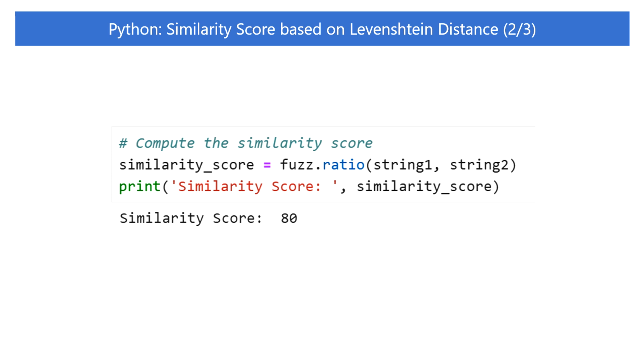Next, compute the similarity score. The fuzz ratio function calculates the similarity between string 1 and string 2 as a percentage. This percentage is based on the Levenshtein distance, which measures the minimum number of single character edits needed to transform one string into the other. The similarity score is printed to the console. For these strings, the score is 80.